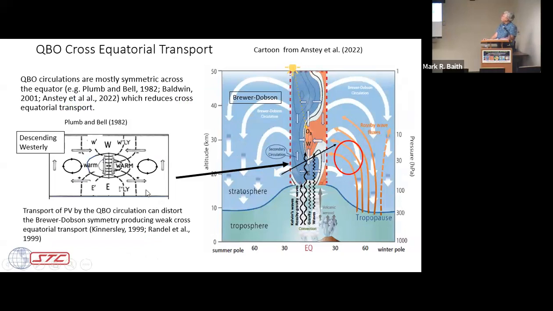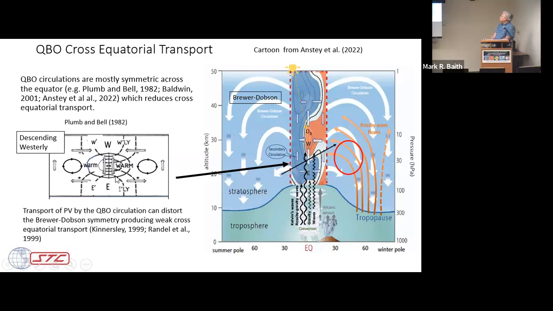And that's more easy to see from the originator of this circulation, Plumb and Bell in 1982. They're the first ones that showed that the descending westerly phase would produce a circulation like this. Okay, so you've got this descending part right in the middle, and then you've got this spread at the bottom, and then a re-spread backwards at the top.